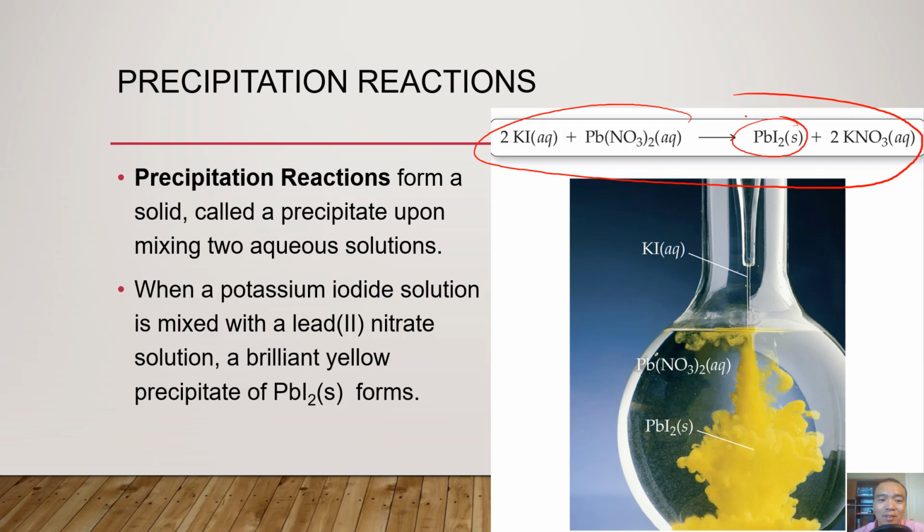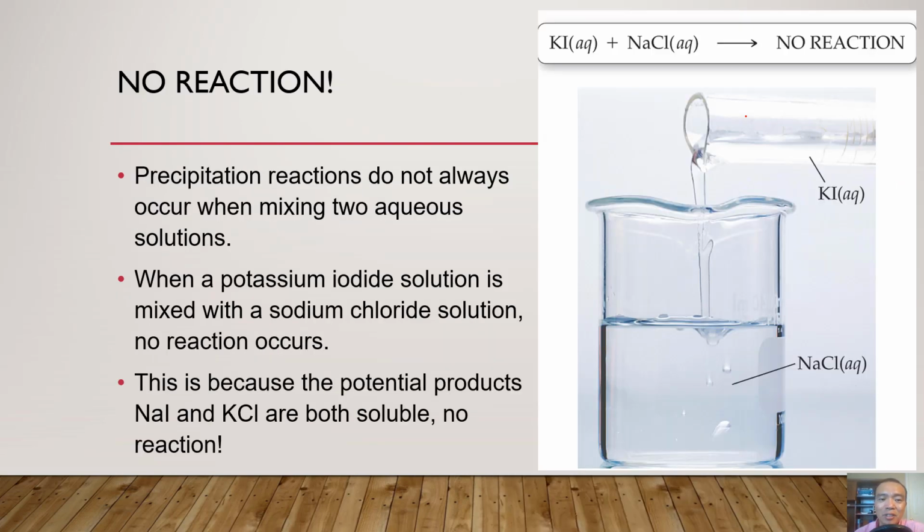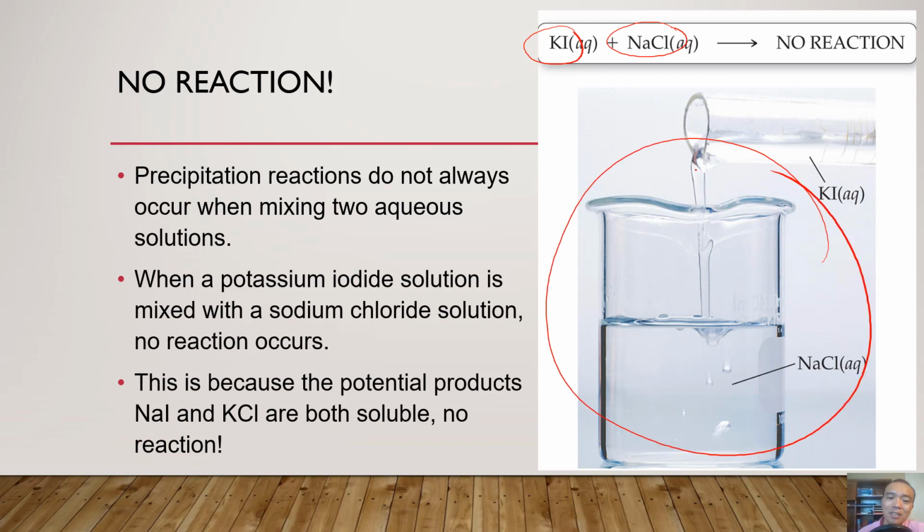In the next example, we see that when you mix two salts together, there is no reaction. When you mix up KI and calcium iodide, or sodium chloride, there is no reaction happening. The reaction does not happen when you look at the beaker. After mixing the two solutions, it stays clear.